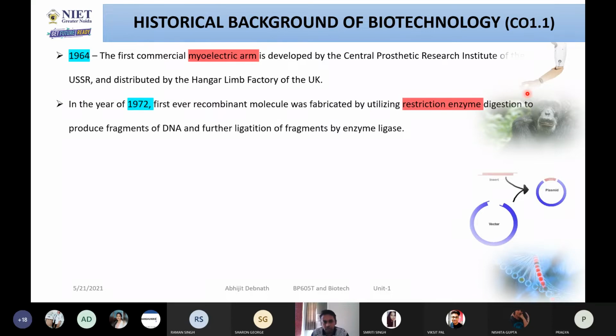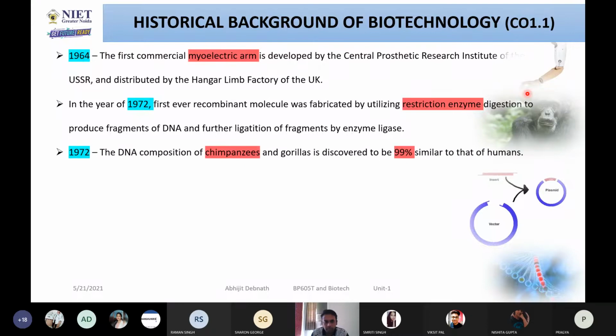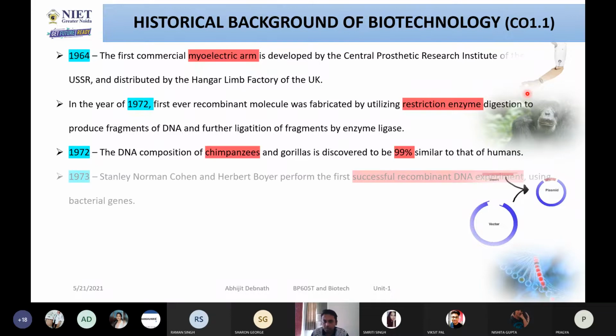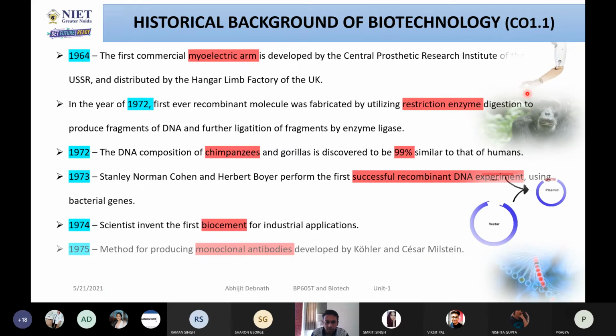In 1972, it was the first time ever a recombinant molecule was replicated by using restriction enzyme. Then it was found that the chimpanzee and gorilla have 99% similarity of their genome with our human. Then a successful recombinant DNA experiment was done. Then biocement was also made. Then monoclonal antibody was also developed.